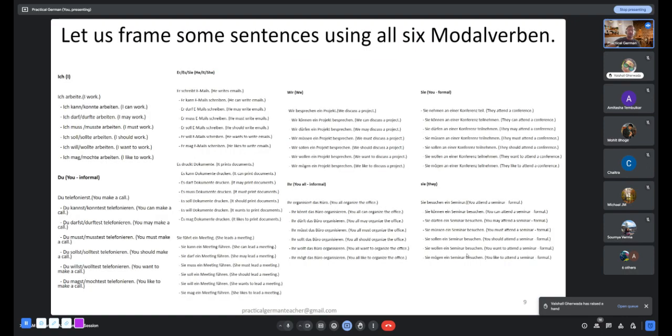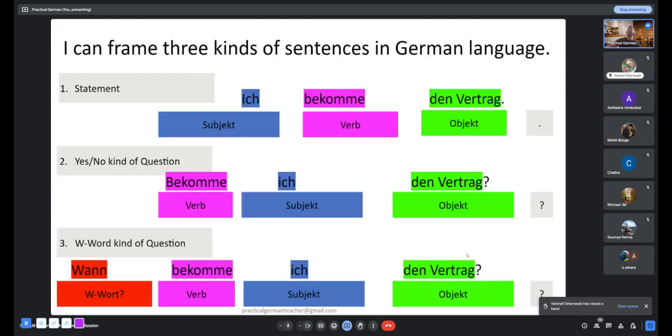Now what we have to do is look at some sample sentences with the help of Modalverben. Before we do that, let's do a quick revision of how to frame sentences in German language, right? So please pay attention. Don't play with your phone because this may be heavy if you have not done this before. So, there are three kinds of sentences. I mean, I personally can frame only three kinds of sentences in German language. The first is a statement. The next two are questions. A question can be a yes or no kind of question, or it can be a W word kind of question.